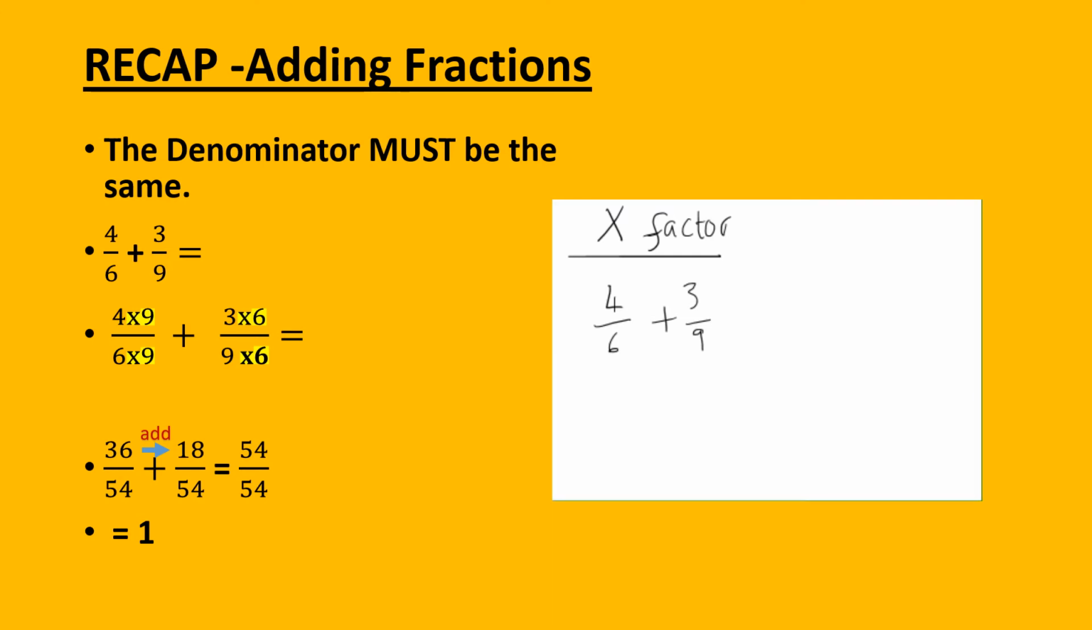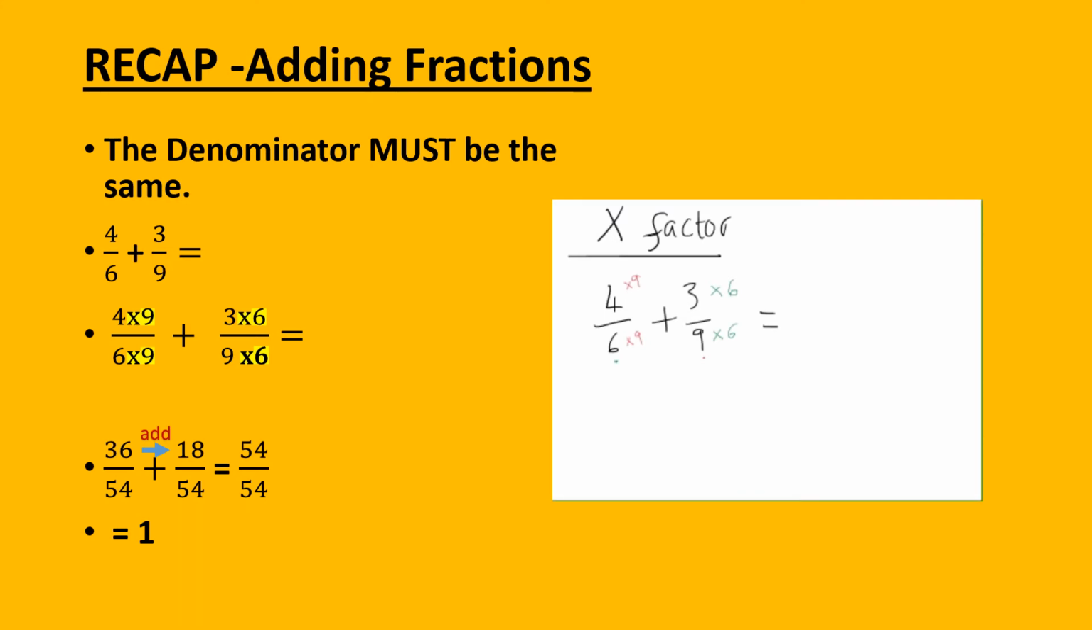So let's have a look. 4, we multiply that by 9 because then there's a 9 here, and we'll multiply this one by 9. Then we're going to multiply the 3 by the 6 and the 9 by the 6, because the denominator here was 6. And we're doing this because we want the fractions to look different. The values will be the same, but it will just look different.